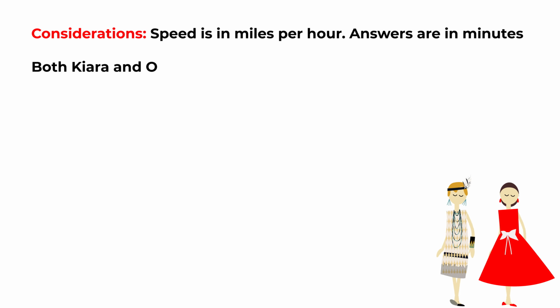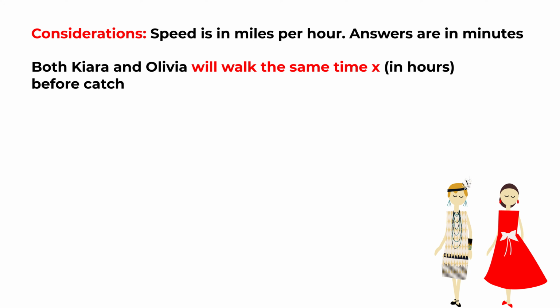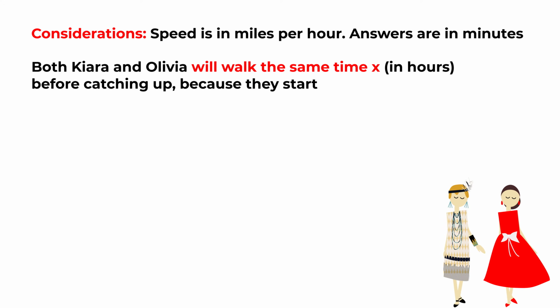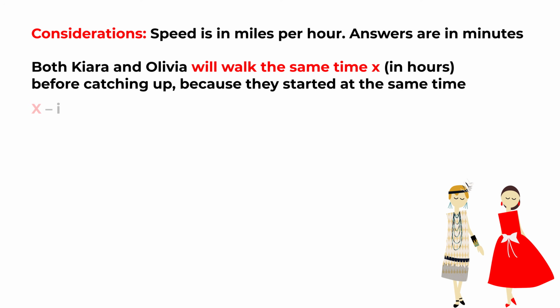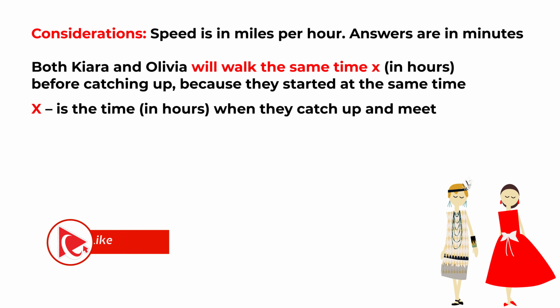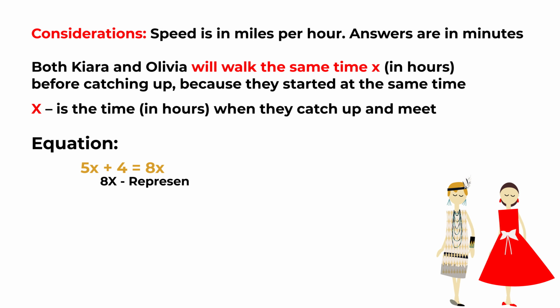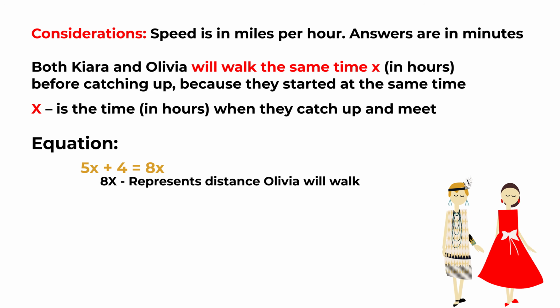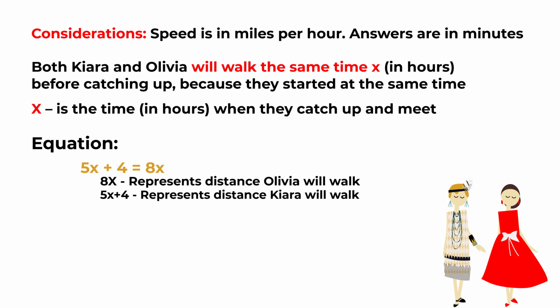Another important point is that both Kiara and Olivia will walk the same time, and we can put it as X in hours before catching up, because they started at the same time. In our solution, X will be the time in hours when they will catch up and meet. To solve this challenge, we need to build an equation. 5x plus 4 equals 8x. 8x represents how much Olivia will walk, and 5x plus 4 is representing how much Kiara can walk, and the starting point for this will be the starting point of where Olivia starts.